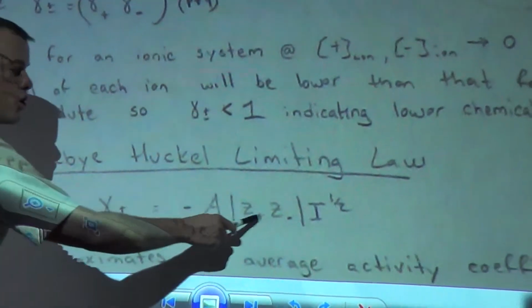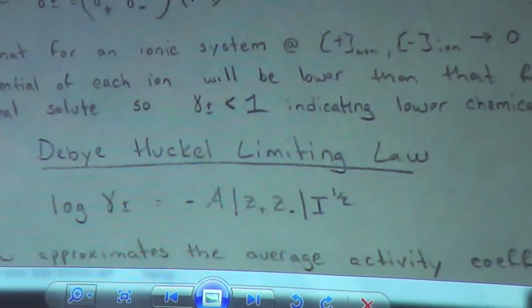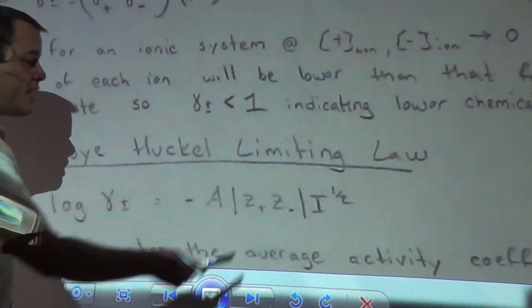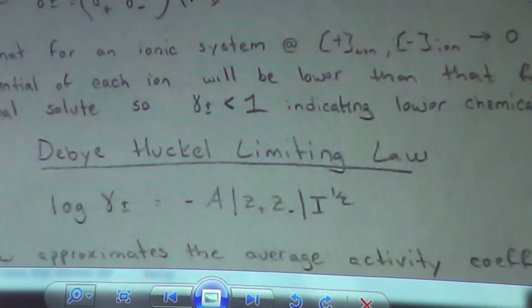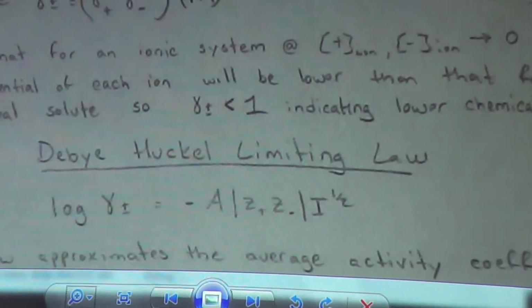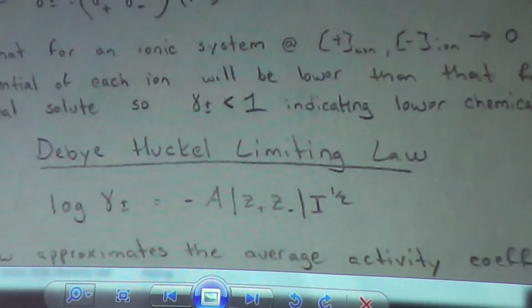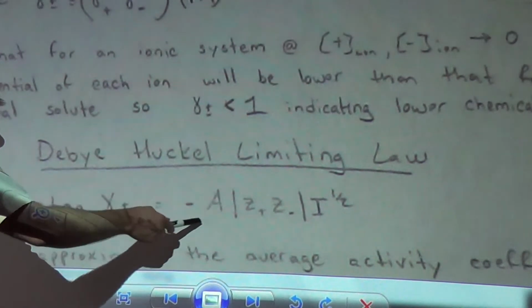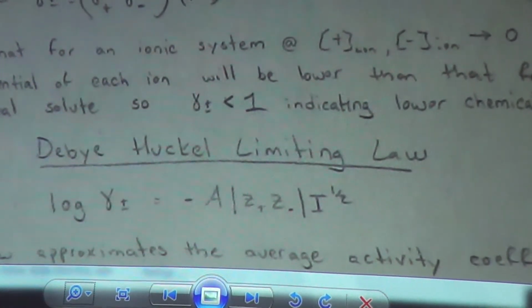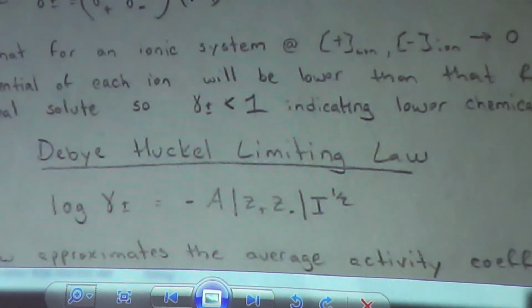These Z's are the charges on the ions. So if we're looking at copper chloride, the positive Z would be 2 plus, and the negative Z would be 1 minus, times the ionic strength. We'll talk about what the ionic strength is in just a second, and a constant that basically is a function of the solvent.